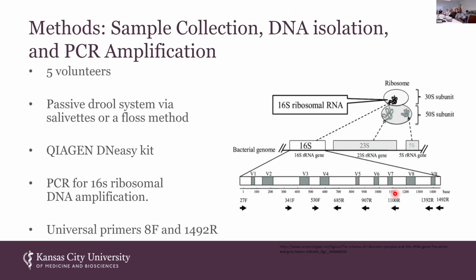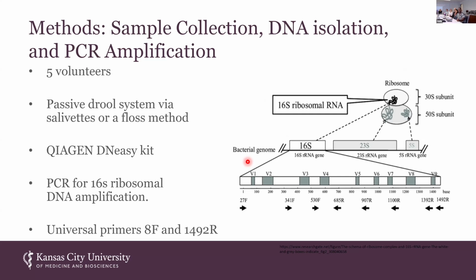Here, I'll talk a little bit about our methods and how we went about our data collection. We had a total of 5 volunteers who also work in the same laboratory. We collected saliva samples using a passive drool system with salivettes, and we also tried to get bacteria using a floss method. Then we purified and isolated DNA using the Qiagen DNA kit, and subjected our samples to PCR amplification for the 16S ribosomal DNA.